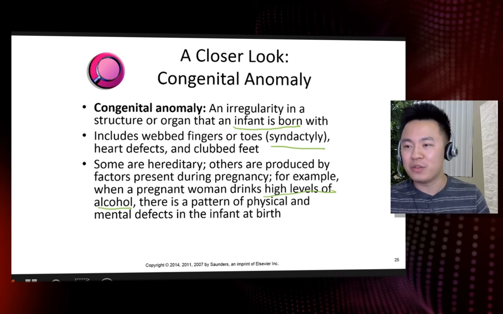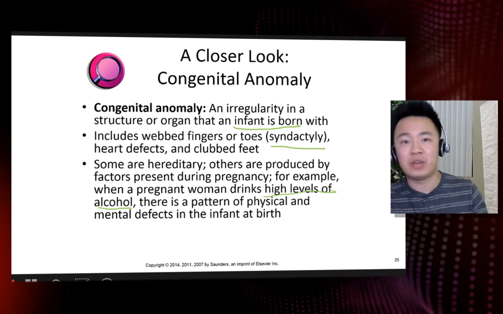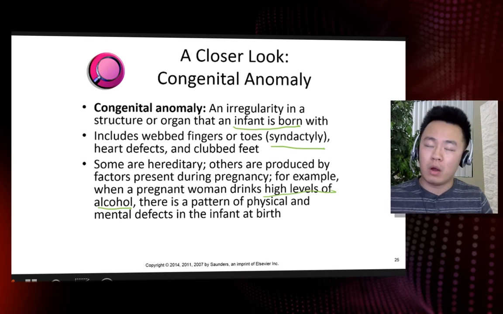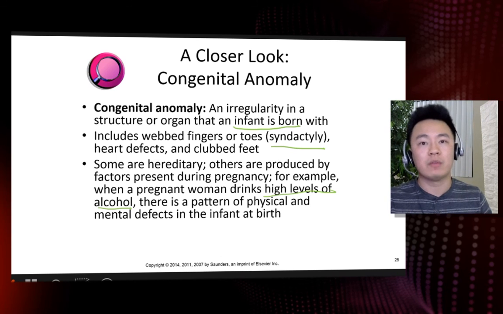There was a pattern of physical and mental defects in the infant at birth. So a lot of babies that are born from mothers who are chronic alcoholics tend to have a lot of birth defects.